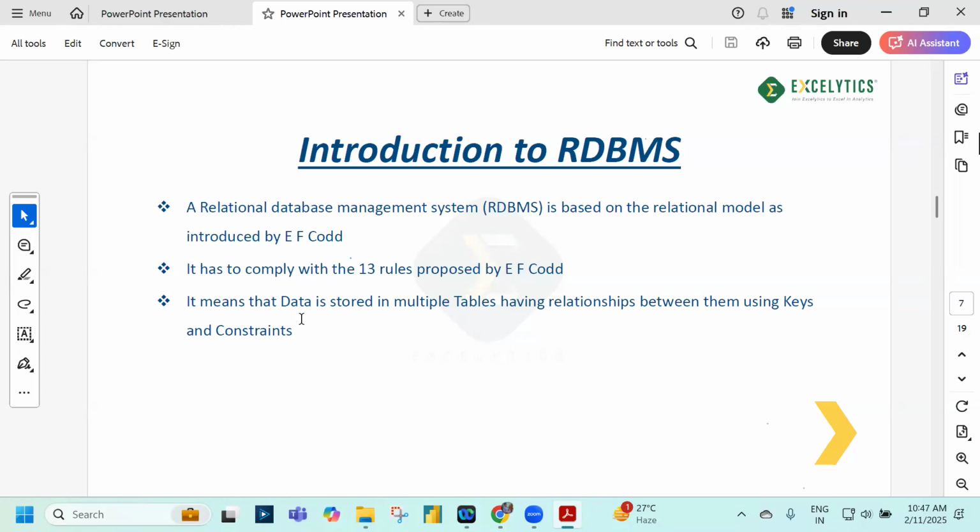There are 13 rules proposed by E. F. Codd, right? It means that the data is stored in multiple tables having relationships between them using the keys and constraints. This is where we talk about primary key and a foreign key. Okay. So a relational database management system is to manage the data which is stored in the form of tables that have the relationships. Okay, what is it exactly? We'll see that.